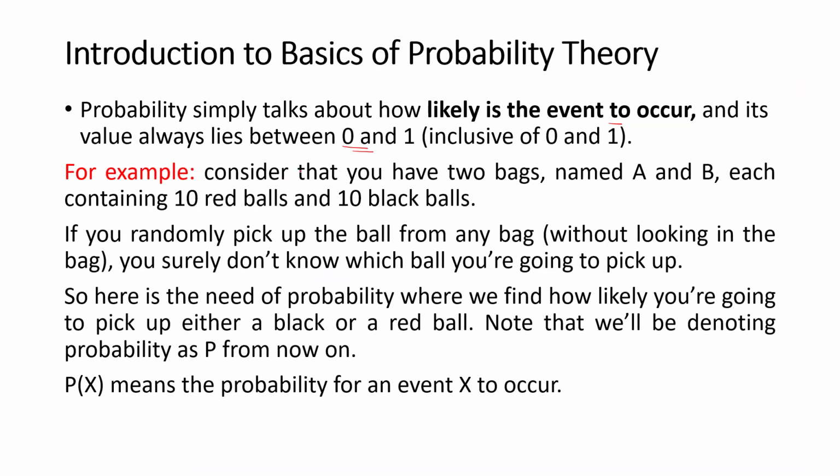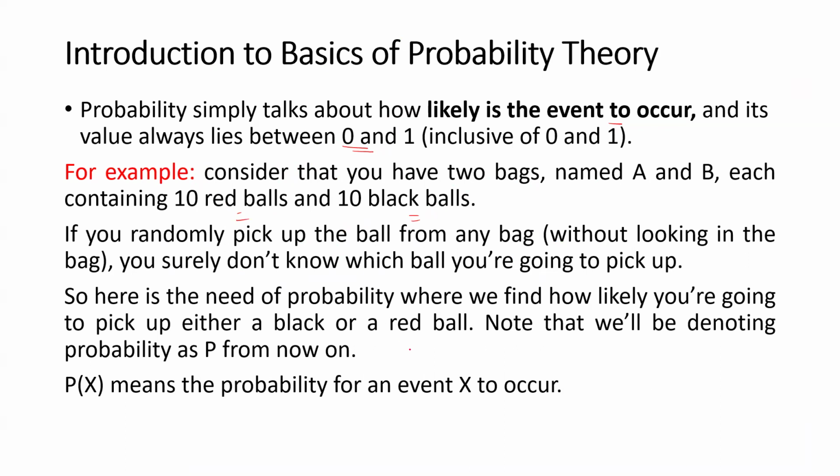Let us consider one example. We have two bags named A and B, each containing 10 red balls and 10 black balls. If you randomly pick up a ball from any bag without looking into the bag, we surely don't know which ball we are going to pick up. In such situations, we need the probability to find how likely we are to pick up either a red ball or a black ball.